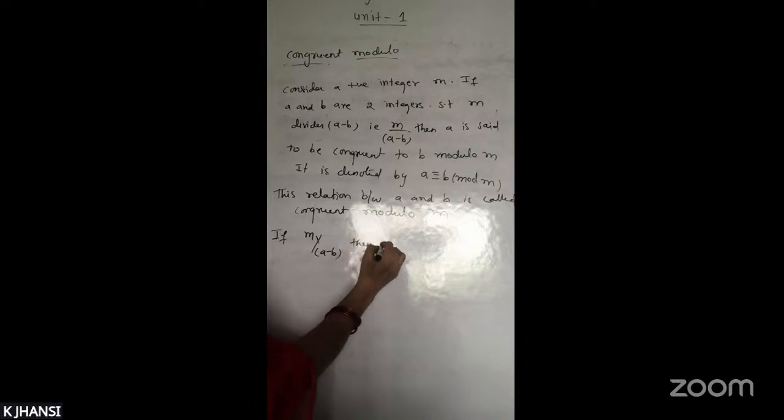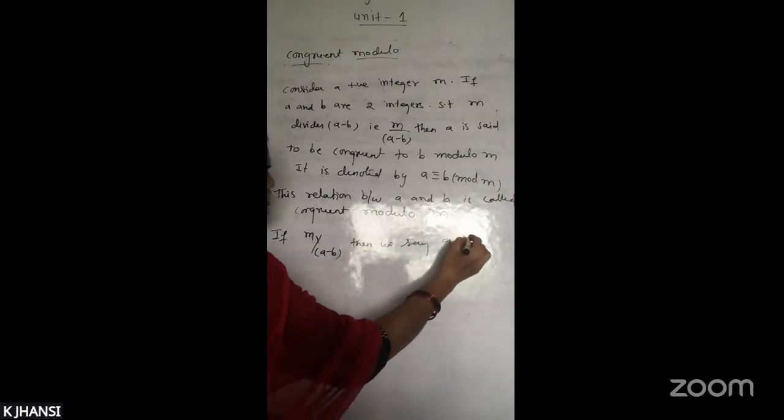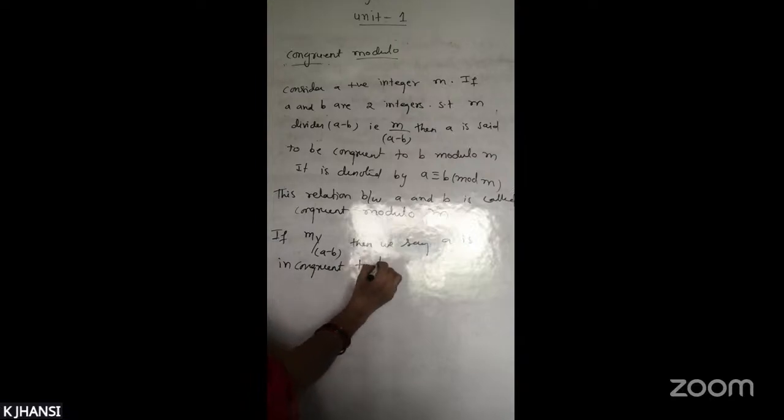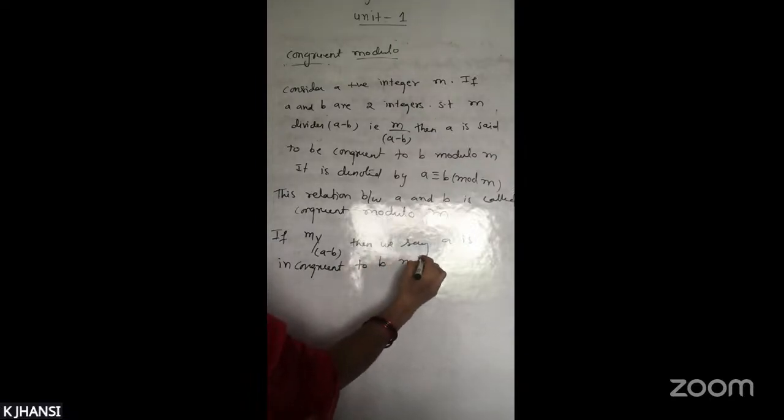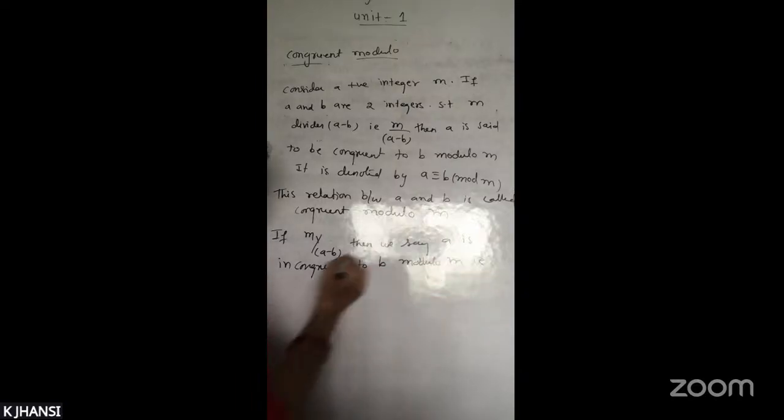So if m does not divide a minus b, then we say a is incongruent to b modulo m. That is, we write it as a is not congruent to b mod m, like this. So we'll see examples here for congruent modulo and also incongruent modulo.